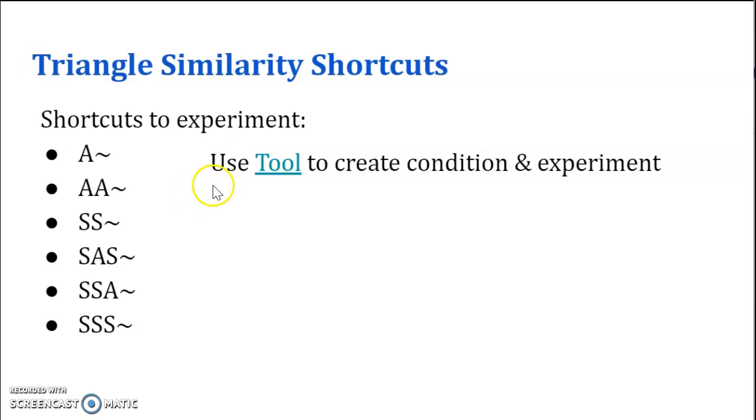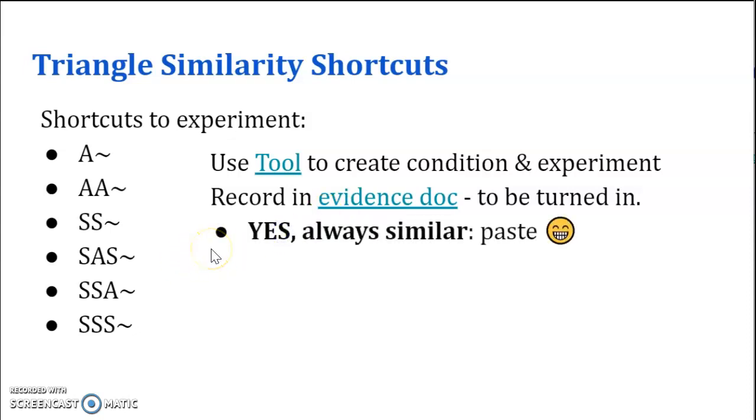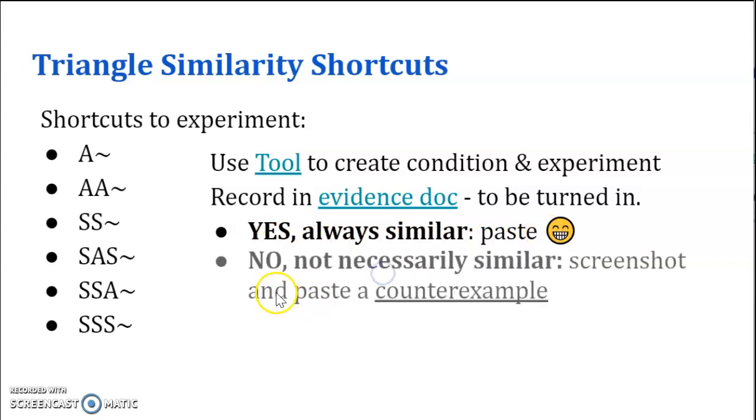And to do that, you're going to be using this tool to create conditions and experiment, and I am going to show you that in a minute. And you're going to record your findings in this evidence document, and you're going to be turning this in individually. So everybody is going to make a copy of this. And if you find that just 1 pair of congruent corresponding angles is sufficient to prove similarity always, then you're going to paste this happy face. Or if it's not necessarily similar, then you're going to take a screenshot and paste a counterexample of it.